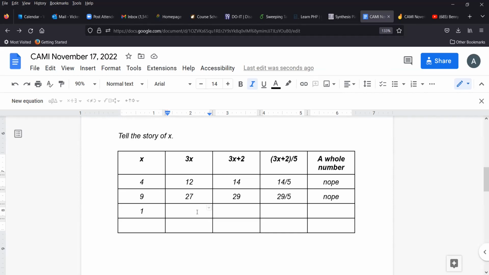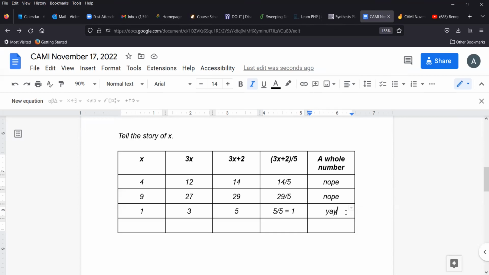So if x is 1, 3 times 1 gives us the 3. Plus 2 is 5. Now we have 5 over 5. So is this a whole number? We're gonna get 1. But that's not a whole number, right? It is a whole number. It's not a fraction, or it doesn't have a decimal. It's a whole number? Yes.